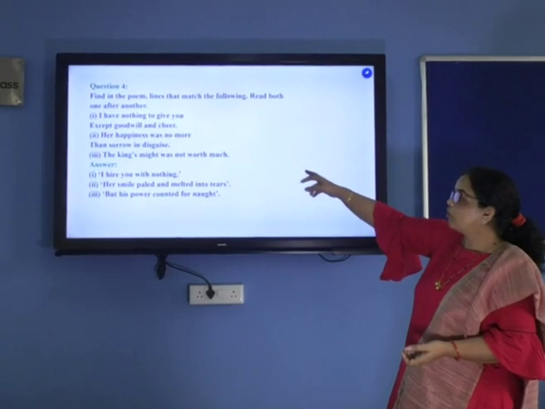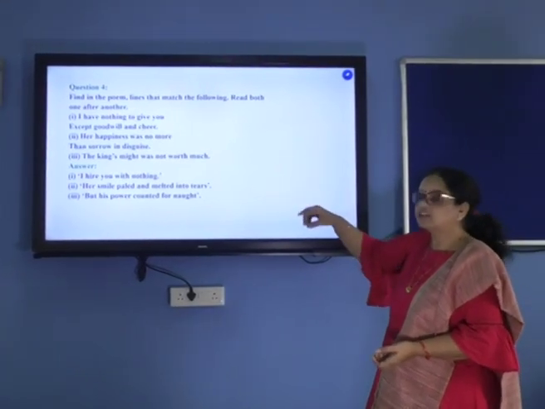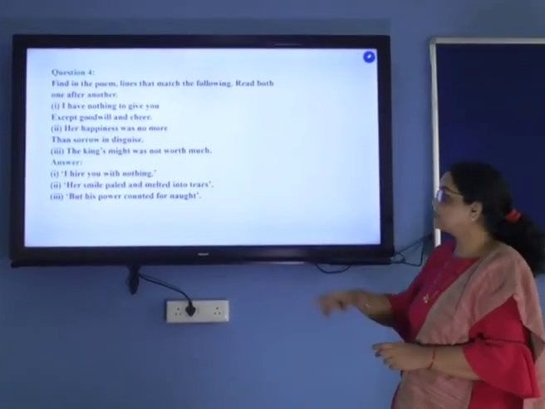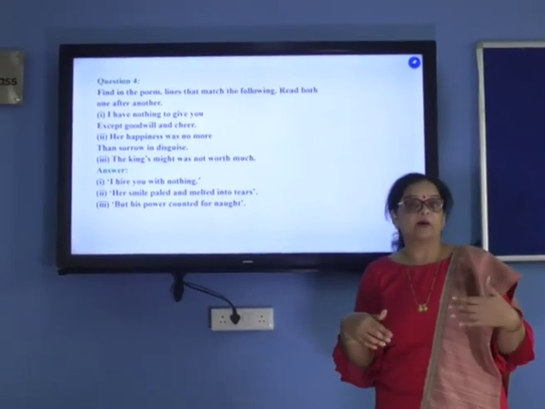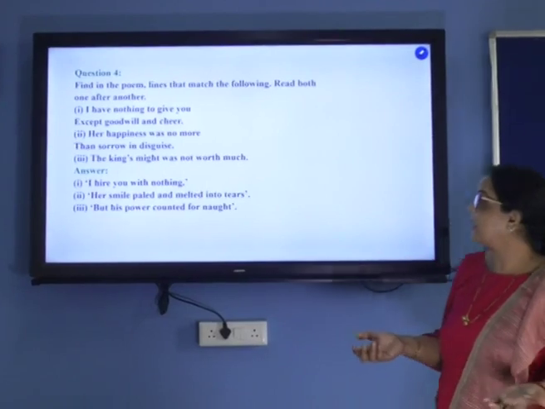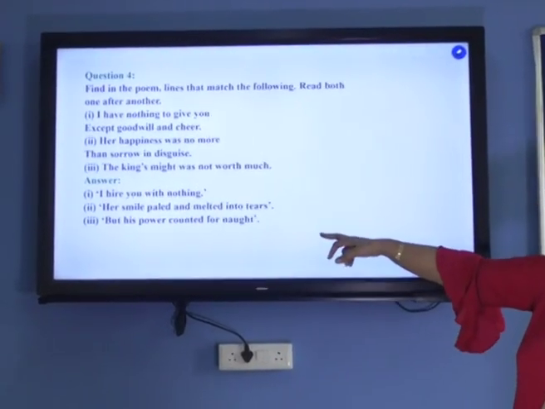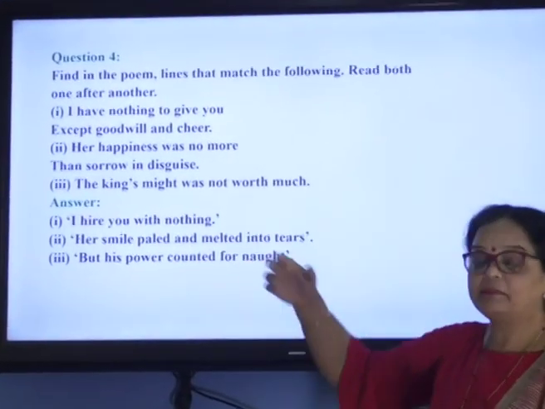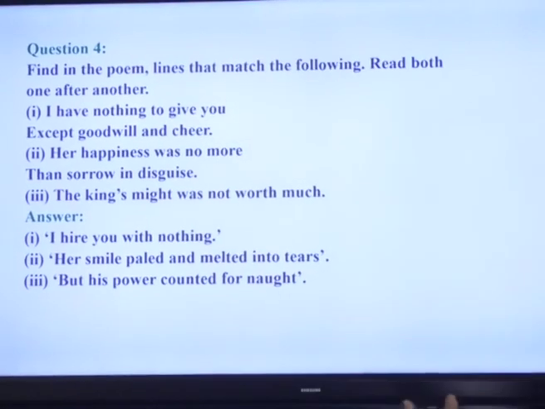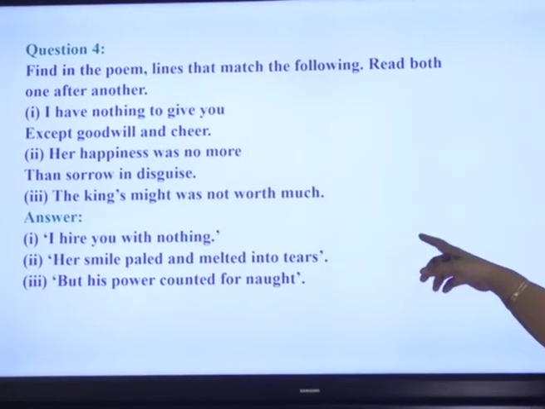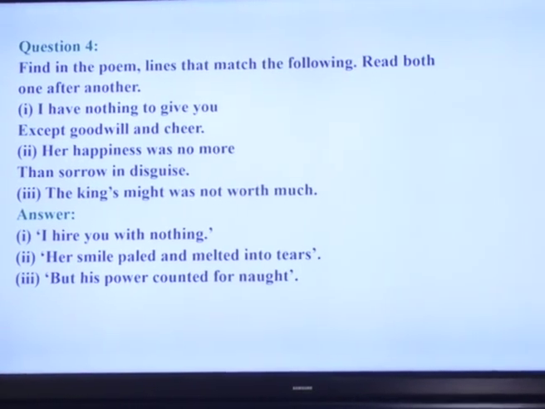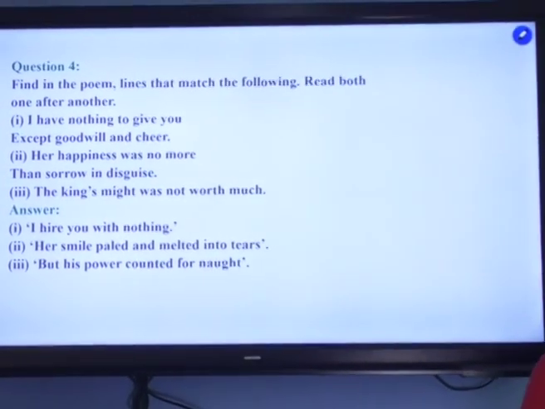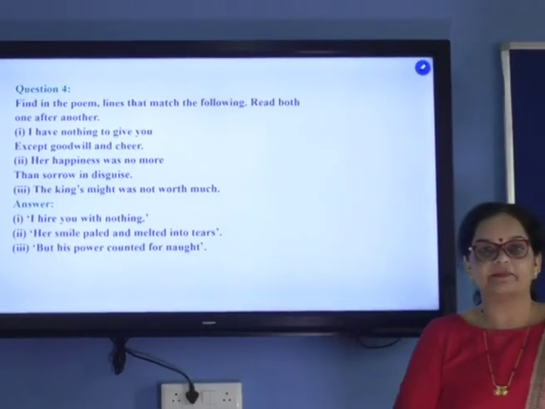Her happiness was no more than sorrow in disguise. This is for the maid. Her smile paled and melted into tears. She was just pretending to be happy. She was not happy. Okay. In disguise, what do you mean by disguise? Means in another way. The king might was not worth much, but his power counted for naught. So his power was not worth it, he could not accept that bargain.